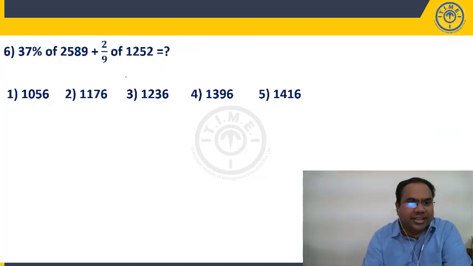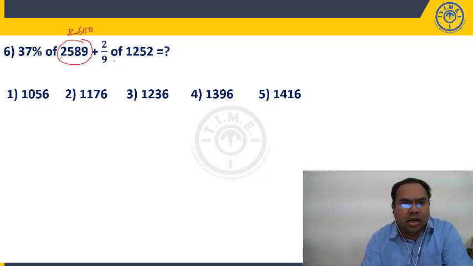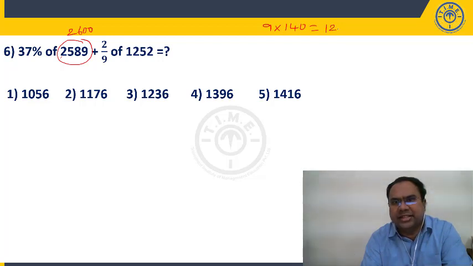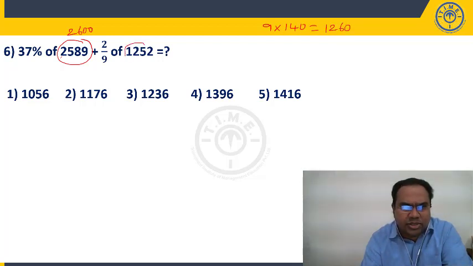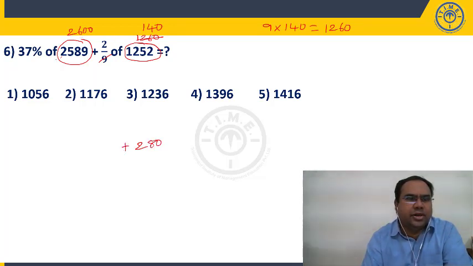Next, question number 6, students. 37 percentage of 2589. Let us make an approximation. Let us take this as 2600. Okay, and 2 by 9 of 1252. We know that 9 into 140 is 14 9s, 126, 1260. So if I take it as 1260, 9 goes how many times? 14 times. 140 into 2, this is 280, plus 37% of 2600.